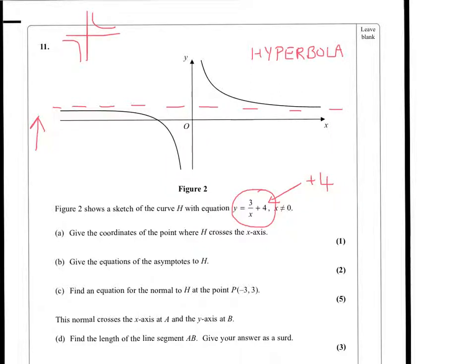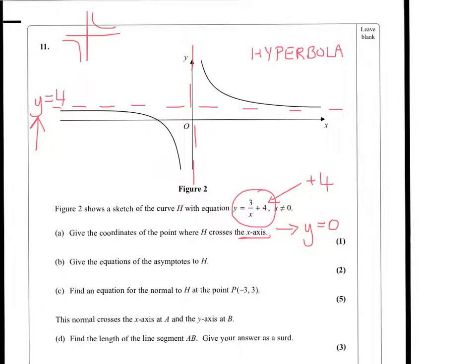And so on. So for part A, give the coordinates of the point where H, which is this curve, crosses the x-axis. Well, the x-axis, as you know, is when y is equal to 0. So I take that curve, make it equal 0, and rearrange it to find out what x is. The asymptote is the y-axis, and this has been moved up by 4, so this is y equals 4. Give the equation, so we've done that part, that's part B, so there's 3 marks up to there.